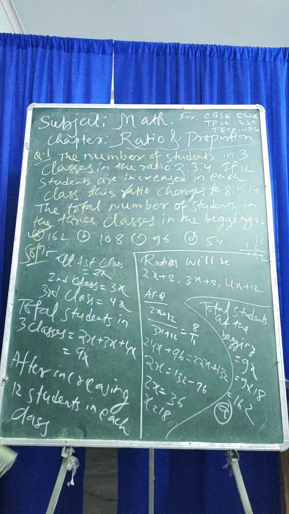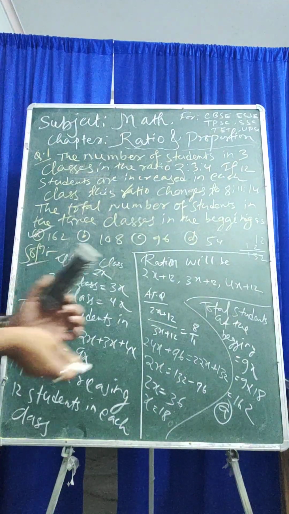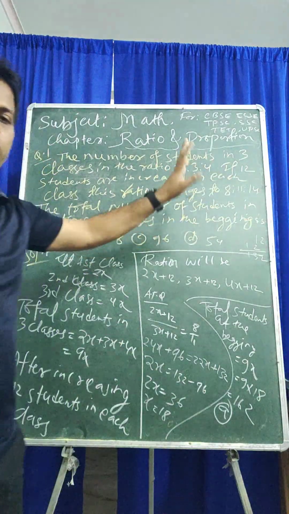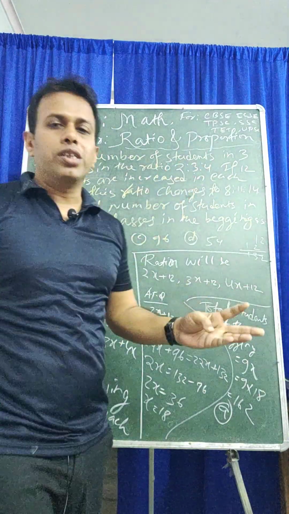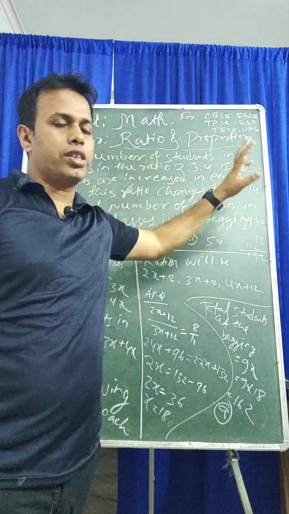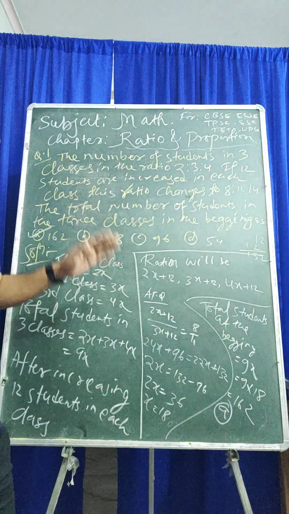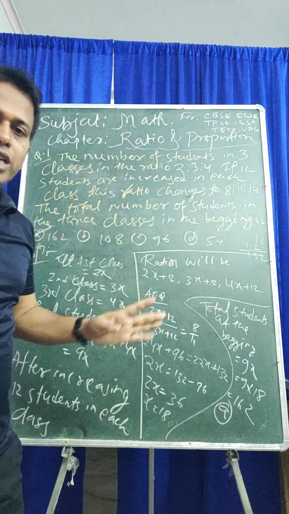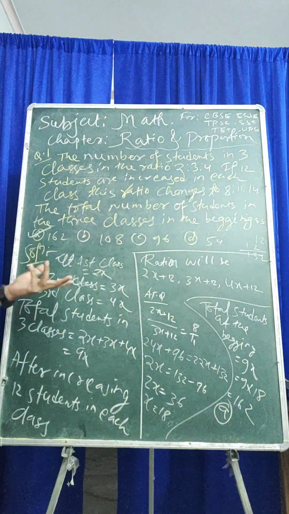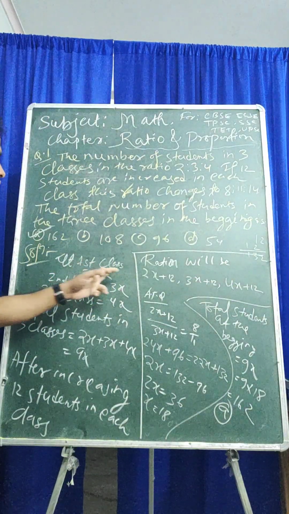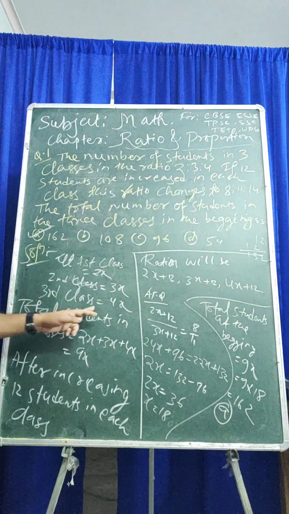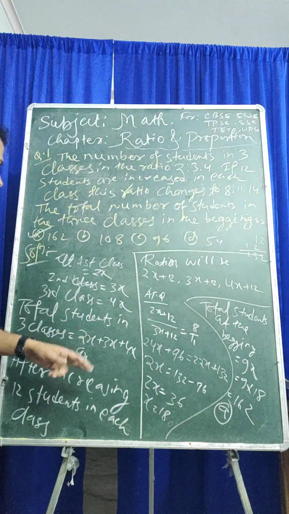Let me explain shortly. Here, in the 3 classes, the ratio of the number of students is 2:3:4. And if 12 students are added in every class, then the ratio becomes 8:11:14. So now the question is, we have to find the total number of students in the 3 classes at the beginning, before the increase. So first I write the number of students in the first class will be 2x, in the second class 3x, and in the third class 4x. So the total number of students will be 9x.